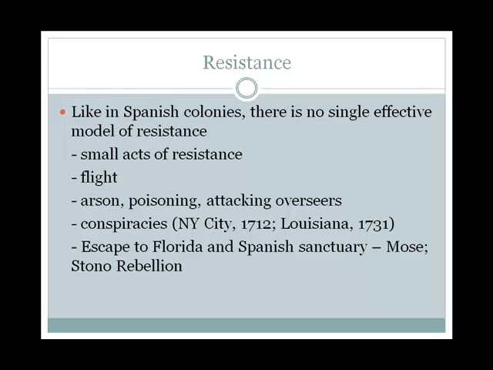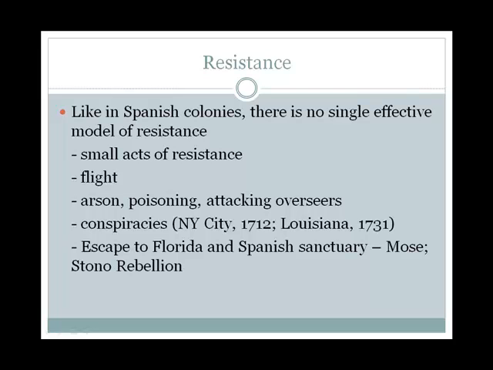And there was also escape to Florida and Spanish colonies. The Spanish actually gave sanctuary to slaves who escaped out of South Carolina or the other southern colonies. They gave sanctuary at a site called Mose, which actually grew into a community of slaves or free blacks just across the Spanish border. And then you also had the resistance that you see in terms of rebellion. And in this case, it is the Stono Rebellion of the mid-1730s.